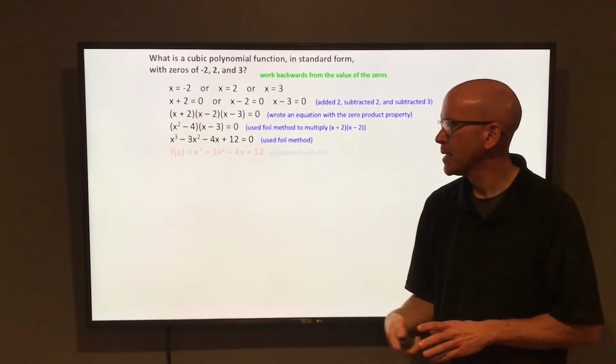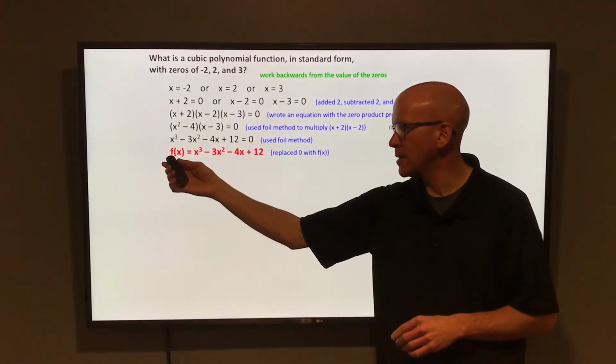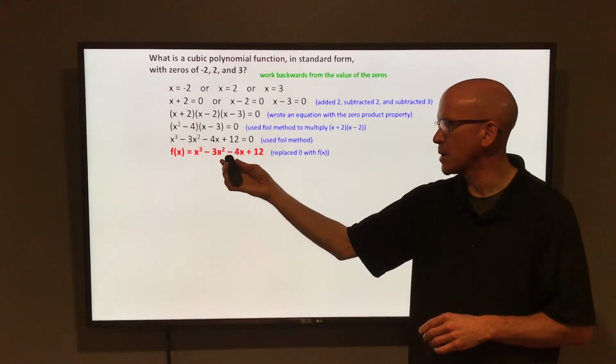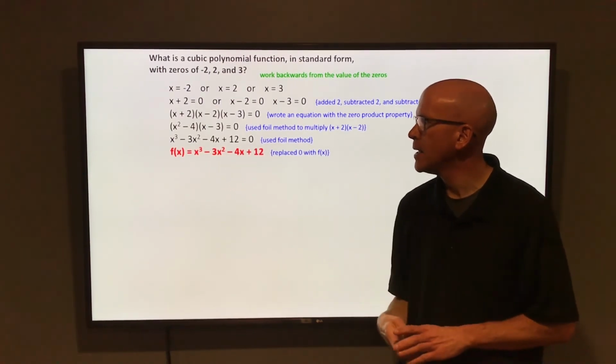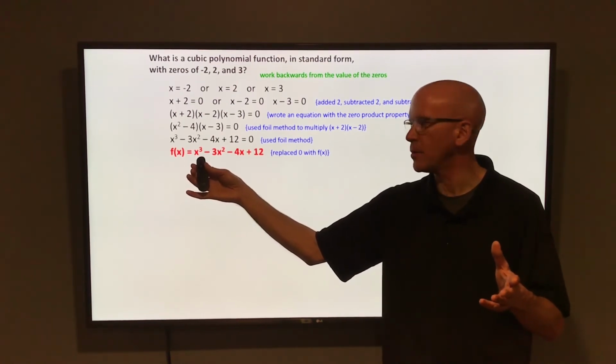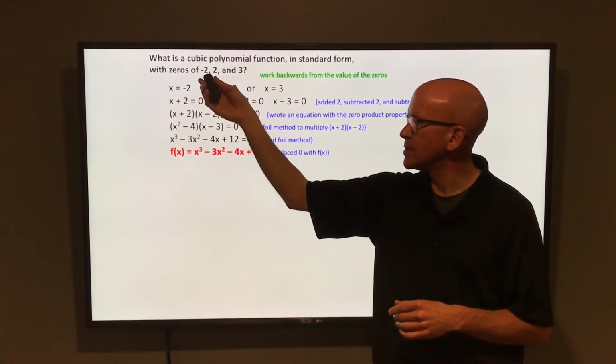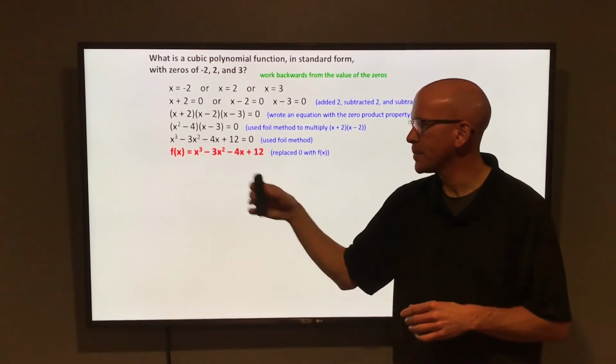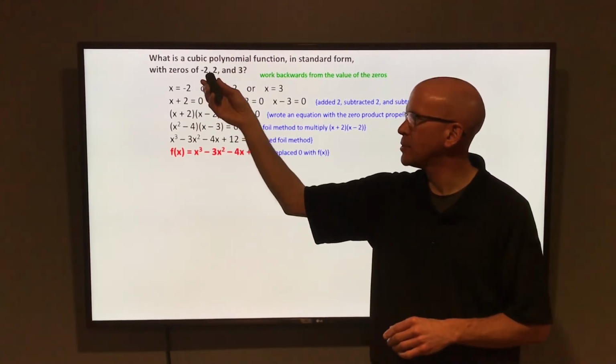So that is it. Just replace the 0 with f of x, and you'd have f of x equals x to the third minus 3x squared minus 4x plus 12. That is the polynomial function in standard form, decreasing order of the exponents, that has these zeros, -2, 2, and 3. If you graph that, it would hit the x-axis at -2, 2, and 3.